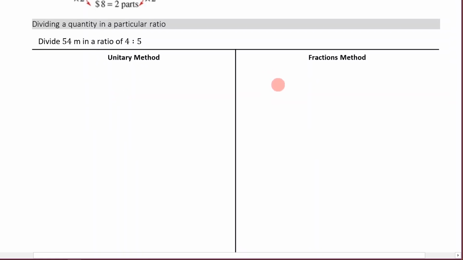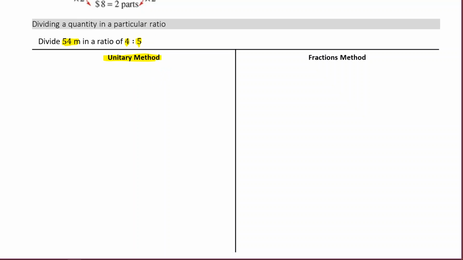It says, divide 54 meters in a ratio of 4 to 5. So we're dividing 54 meters in a ratio of 4 to 5, and we're going to use our unitary method first to answer this.